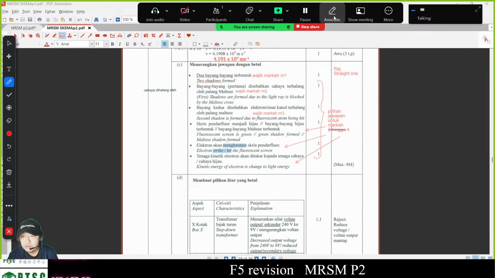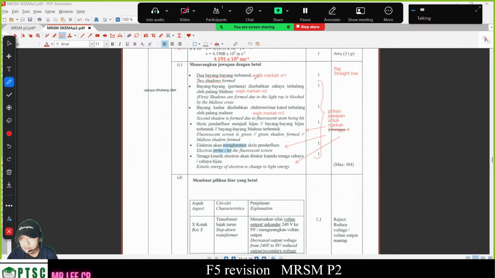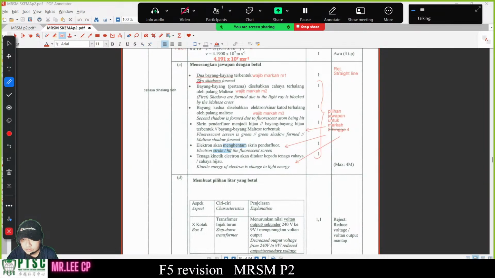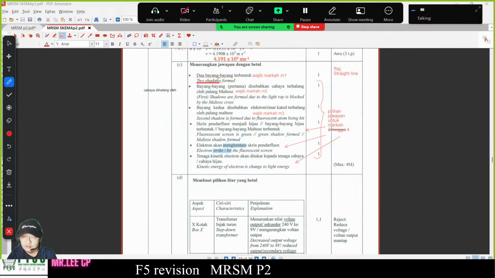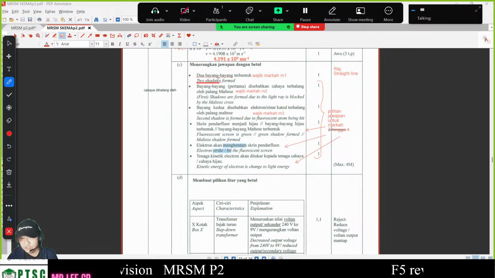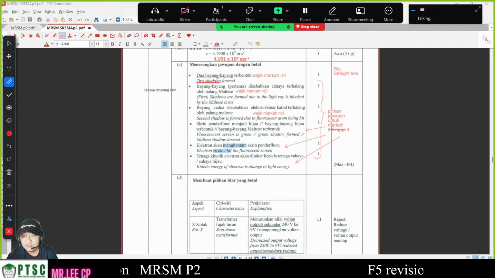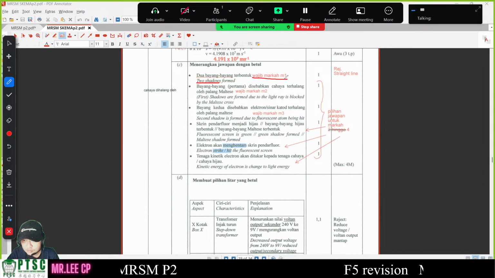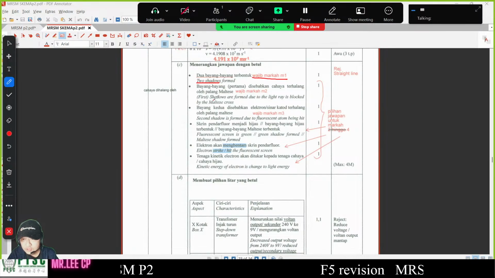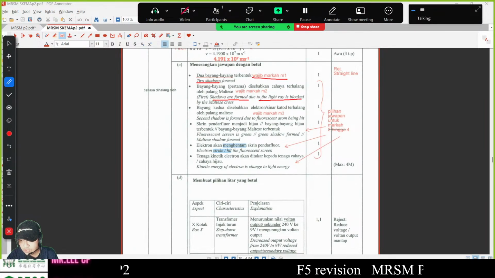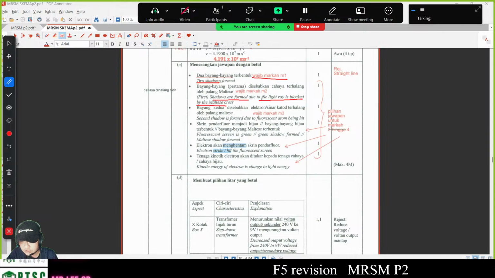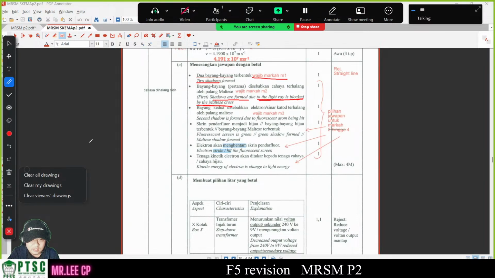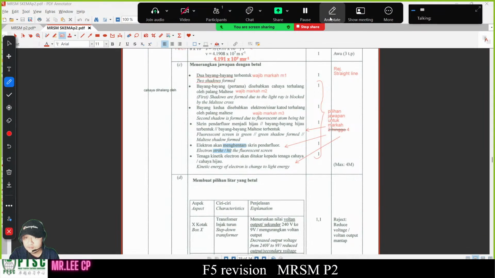So now, okay. Two shadow form. Alright. Oh, they mentioned there is two shadow, but I didn't mention how many. So this one I don't have. Alright. So the first shadow is formed due to the light being blocked by the Maltese cross. Right. So light is blocked by the Maltese cross. So do I have it? So I see my answer.